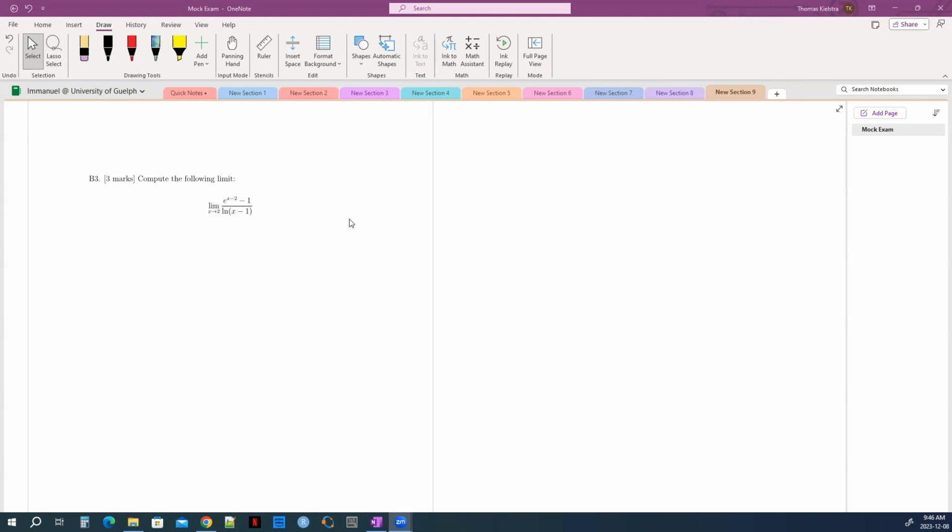Now when we look at this limit, the first thing we do is direct substitution. If we do direct substitution, we get e to the 2 minus 2, minus 1, over ln of 2 minus 1, which equals e to the 0 minus 1 over ln of 1, which equals 1 minus 1 over 0, which equals 0 over 0. We get this indeterminate form of 0 over 0.